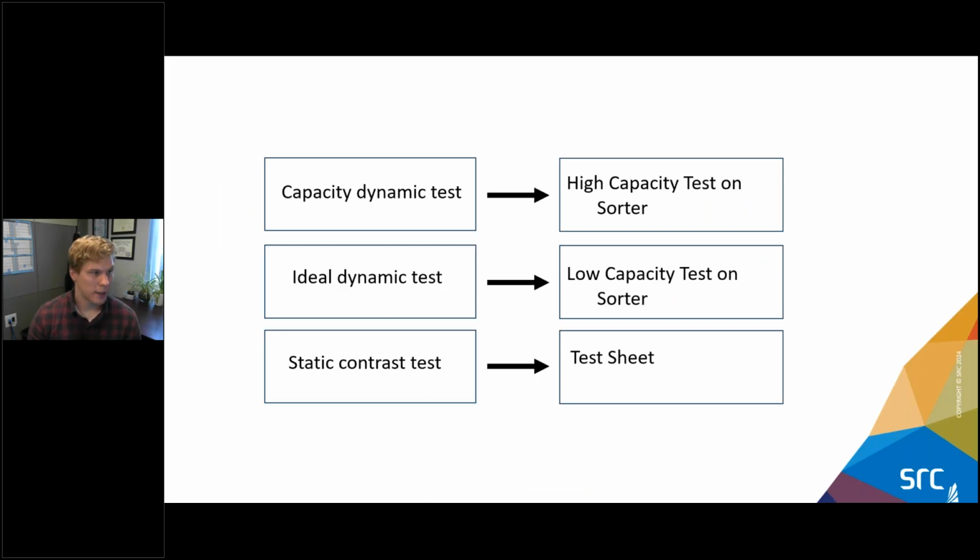All right, so how does this test work actually look? We talked about these types of tests before. Now let's see what they look like actually in a sorting application. So for a static contrast test, typically you're going to use like a test sheet. It can vary a little bit depending on the technology, but the idea is that in a controlled setting where you're not actually exposed to the dynamics of the machine, you're going to test the sensor. And what you'll see is, is there a contrast between gang particles and product particles?